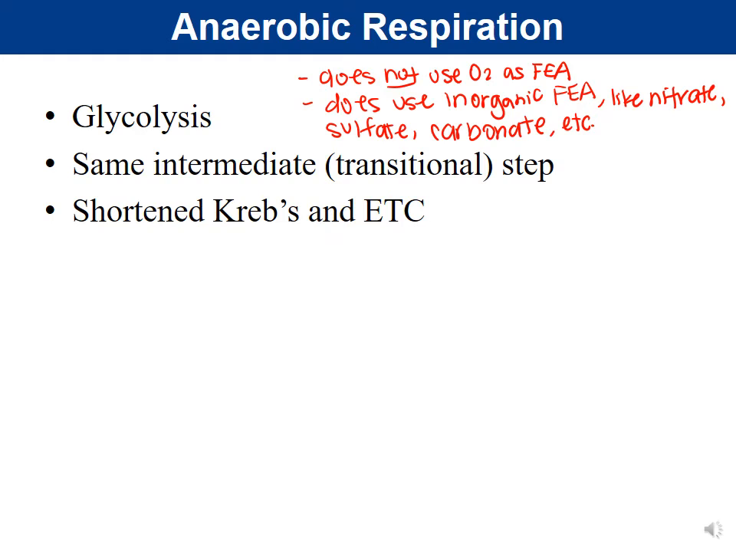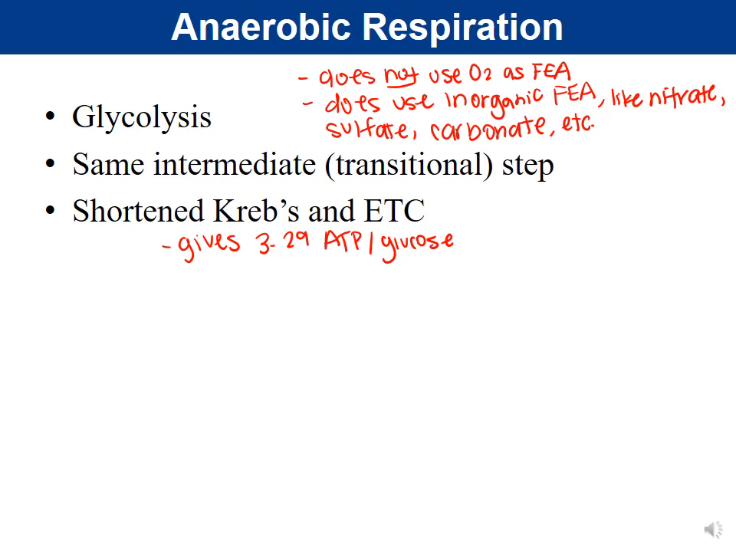We still have the same intermediate and transition step, but we have a slight variation in terms of the Krebs cycle and the electron transport chain. So while the majority of the process is the same, they're not identical. And so as a result, it gives about 3 to 29 ATP per glucose. So during anaerobic respiration, we get more ATP than fermentation, but we get less than aerobic respiration.